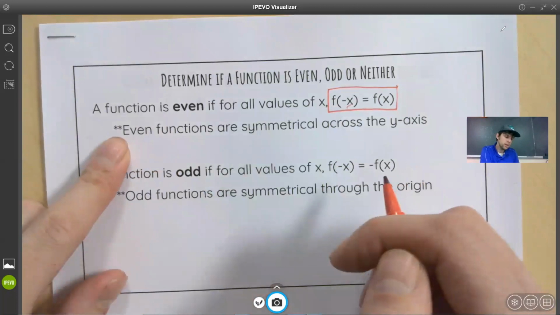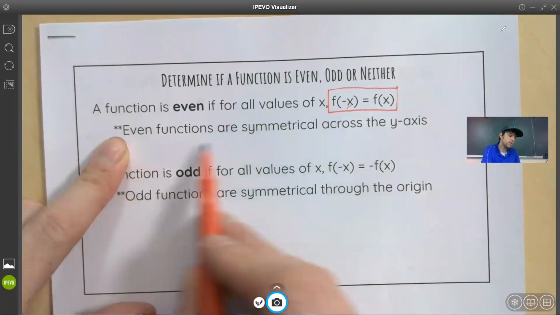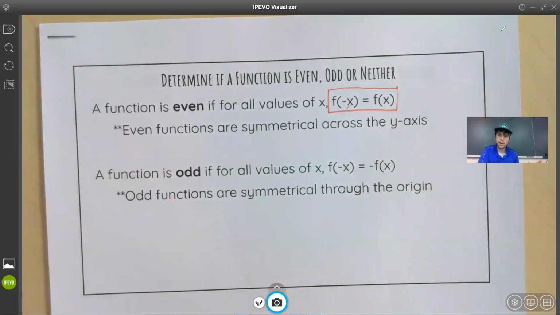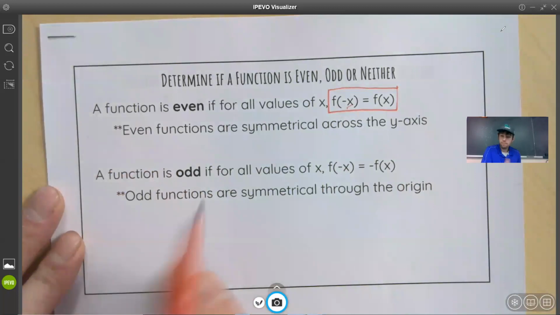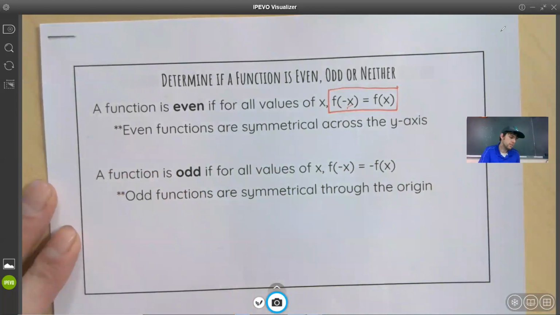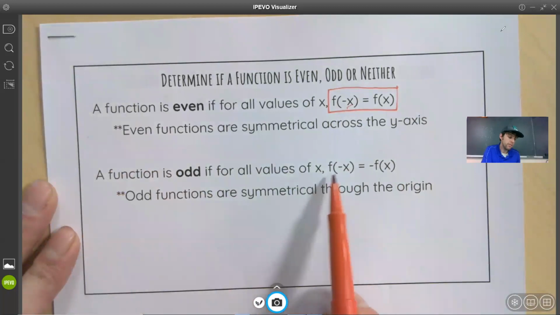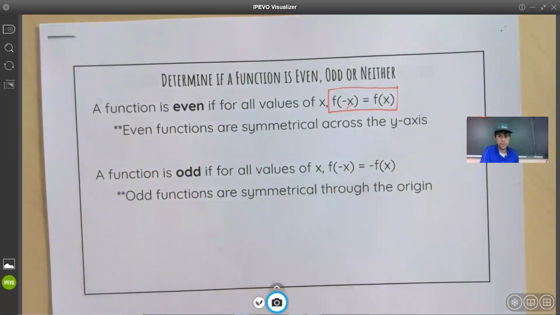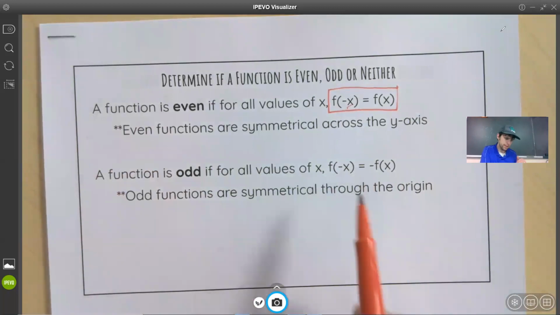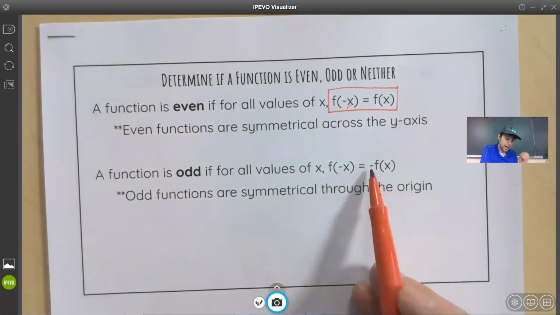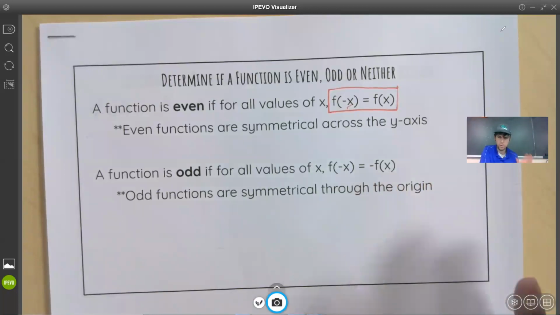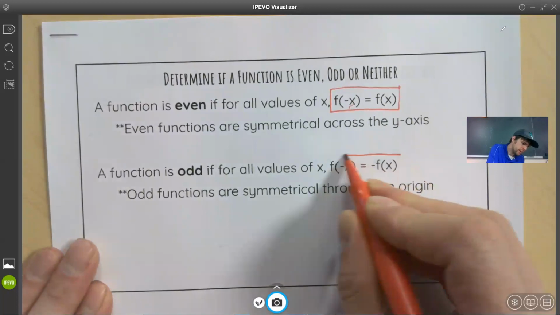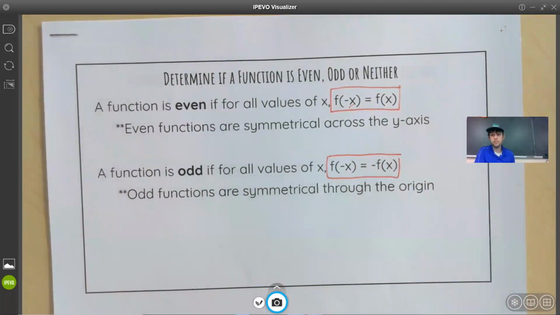Another way that we can look at even is that even functions are symmetrical across the y-axis. So they'll have symmetry across the y-axis. An odd function, that's the other one that we're going to be looking at. Odd functions, for all values of x, f of negative x is equal to negative f of x. That's a little bit trickier. But basically, if we plug in a negative value, we're going to get the opposite of plugging in that positive value. And that's one way to think about it anyway. We'll use these function definitions again to algebraically determine if we have an odd function.